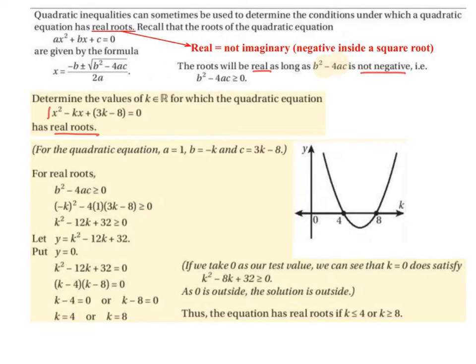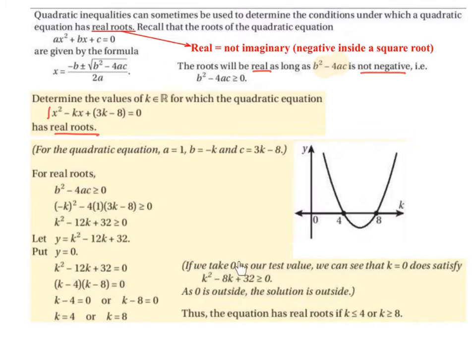And if we draw out a rough graph, so here's our x-axis, here's our y-axis, we want to show that our quadratic curve crosses at 4 and 8. So there's 4, there's 8. We know we have a U-shaped graph because this is k squared, positive k squared, not negative k squared. So we have a U-shaped graph that crosses the x-axis at 4 and at 8.